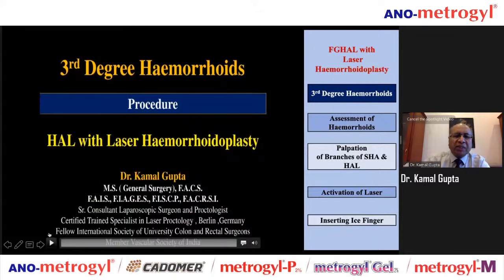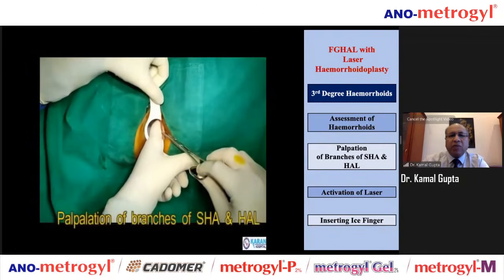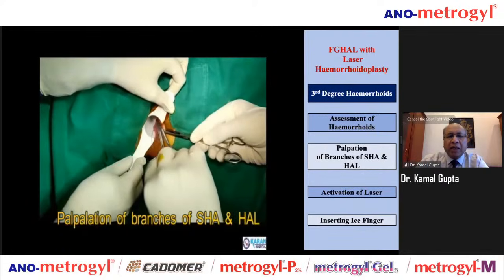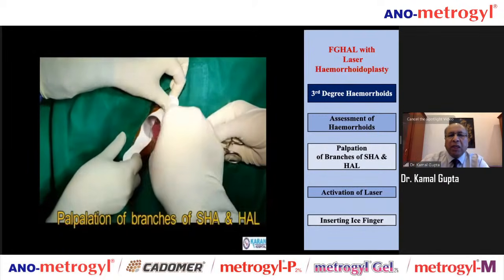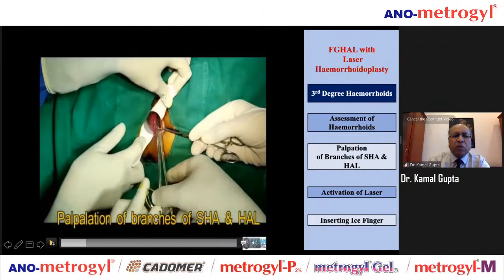Now coming to the procedure, this is third degree hemorrhoids. The most important part is assessment of the hemorrhoids, as you could make out at 7 o'clock position. Now this is how HAL is done. So the first step which we do is hemorrhoidal artery ligation.